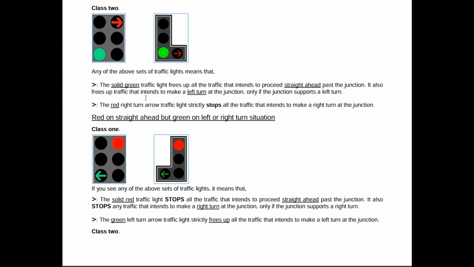Now we have a situation where the junction could support a left turn, but there isn't an independent left turn arrow traffic light installed. In this case, all the motorists that are turning left should proceed along with the motorists that are going straight ahead. So if you're turning left at the junction, you should proceed along with the motorists going straight ahead, and this is your traffic light. So I hope that is clear with everyone.